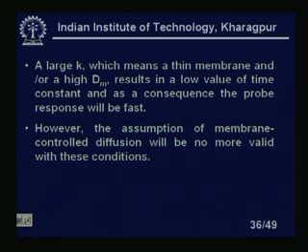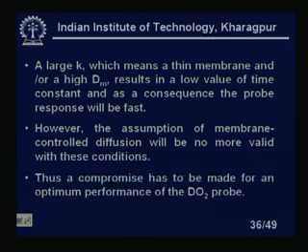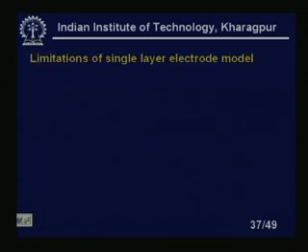It is very contradictory. One way, we are reducing the time constant, and it should always be lower for any instrumentation system, for any sensors. Lower is better. Thus, a compromise has to be made for an optimal performance of the DO2 probe.